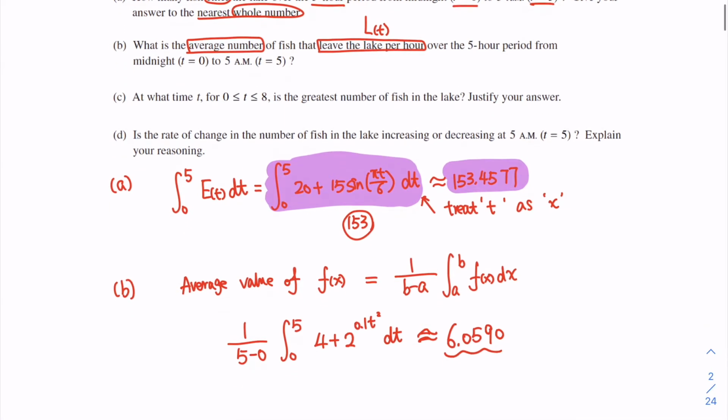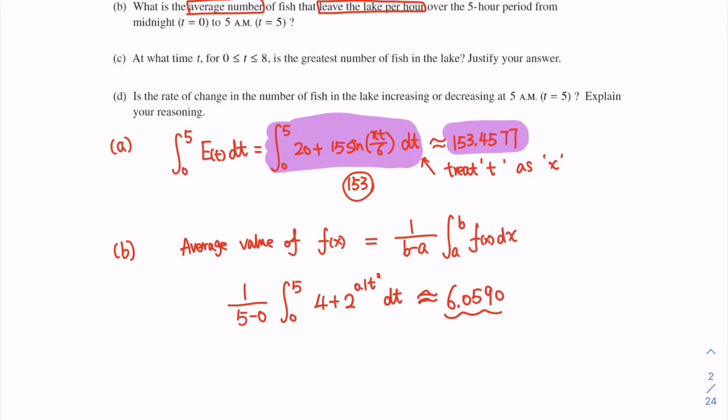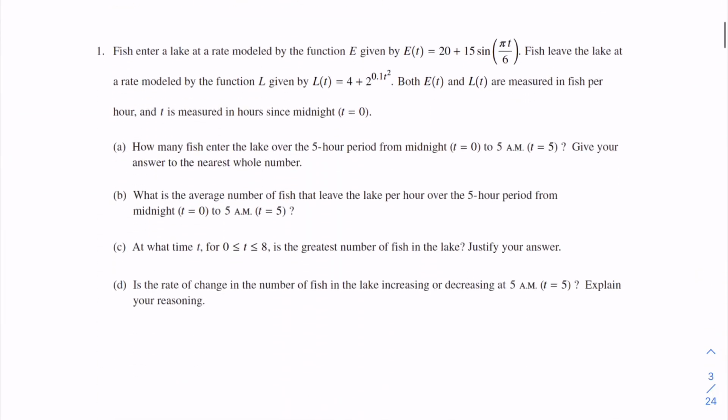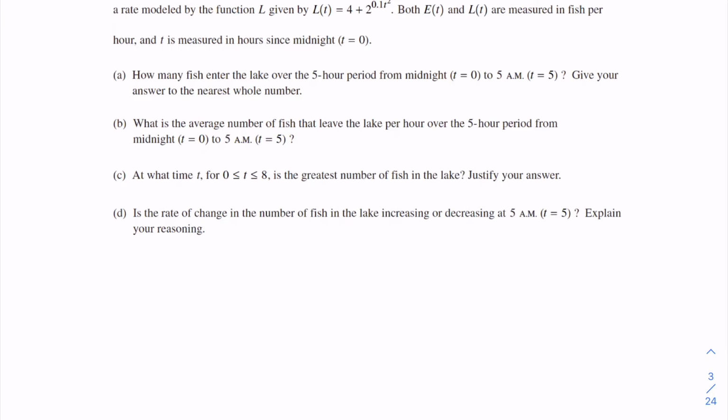C, at what time is the greatest number of fish in the lake? And justify your answer. Don't forget to justify your answer. So let's have a look at C. We are trying to find the greatest number of fish in the lake. So it's an optimization problem, we are trying to maximize the total number of fish.